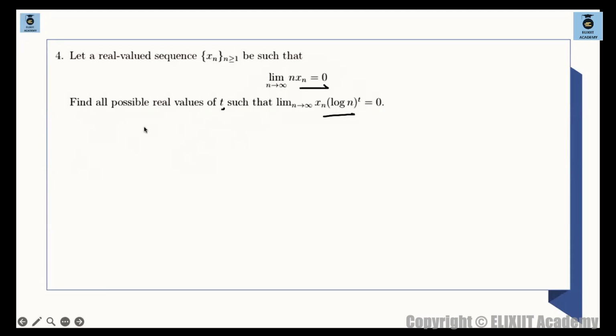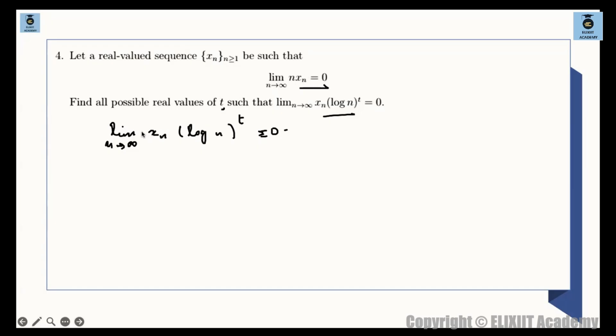The limit is given: limit n tends to infinity, xn into log n whole to the power t. Okay, we need to utilize this. So the best thing is, we need to find the values of t for which this limit is 0. Acha, so limit is distributive. One thing we can notice from here is that n times xn is given.